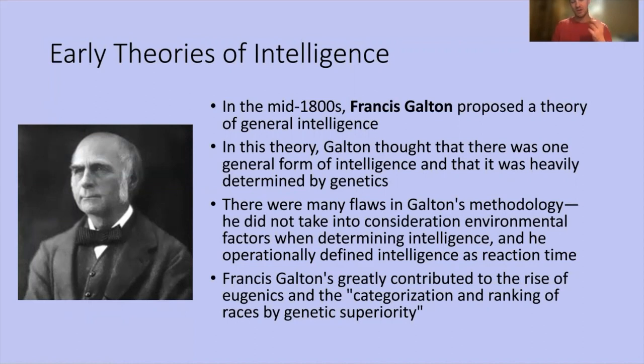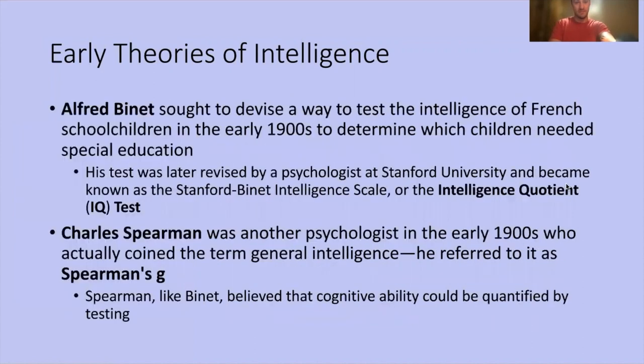Francis Galton's theory greatly contributed to the rise of eugenics as well, and the categorization and ranking of races by genetic superiority, which again, by today's standards, is just completely ridiculous and a heinous thing to even think about. But that was his thought process, and a lot of his work was inaccurately cited in a lot of eugenics campaigns, a lot of genocides, a lot of atrocities that went on during immigration in the 19th century. So he has a lot of lasting cultural implications. It's very interesting to read on. It explains a lot, actually.